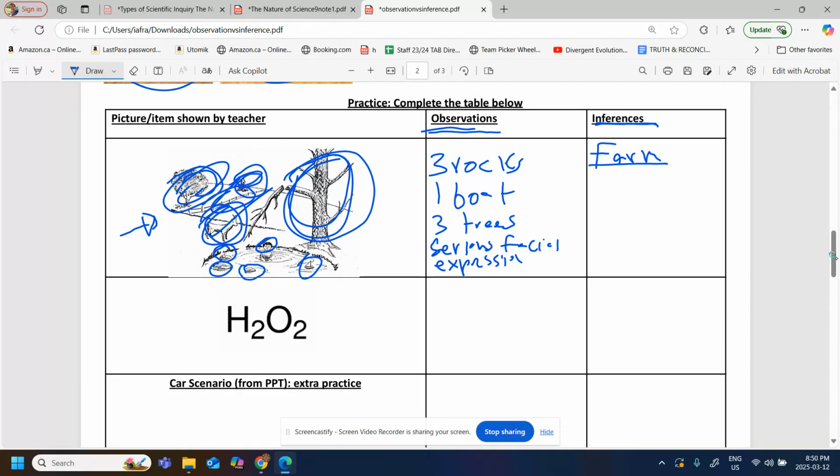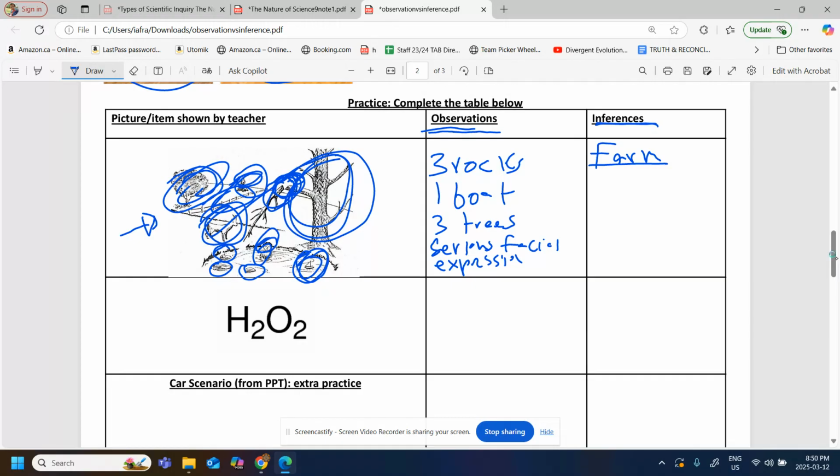You could infer also, you could say there's a broken branch. That's an observation. And you could infer that the individual was on the branch, it broke, and then they fell in. So that's an inference based on the observation that there's a broken branch. Or you might say that the individual was going after the toy boat in the water.